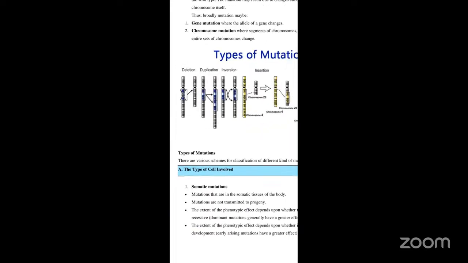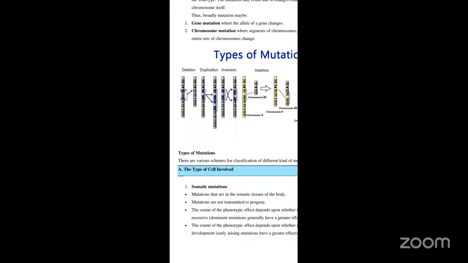So there are a number of applications, or various schemes, for the classification of these mutations. Based on different aspects, these mutations have been classified. One is the type of cell involved, whether you see the mutation in the somatic cell or in the sex cell. So the first category is based on the type of cell involved. The mutations have been classified into different types.